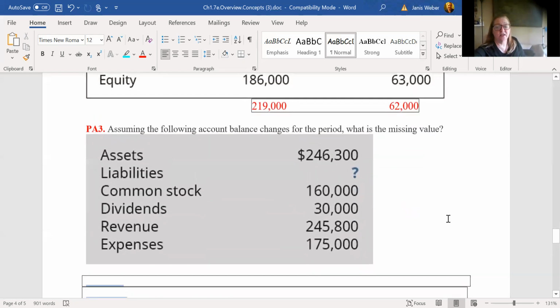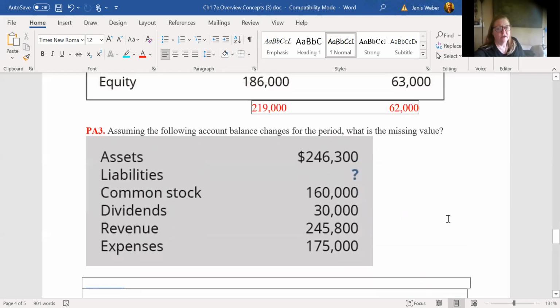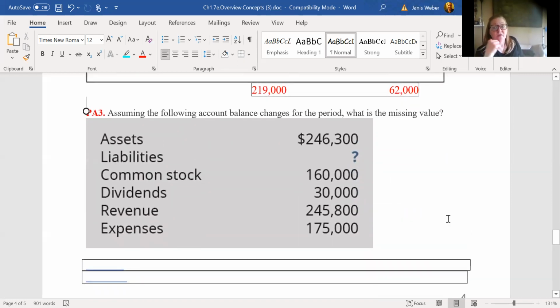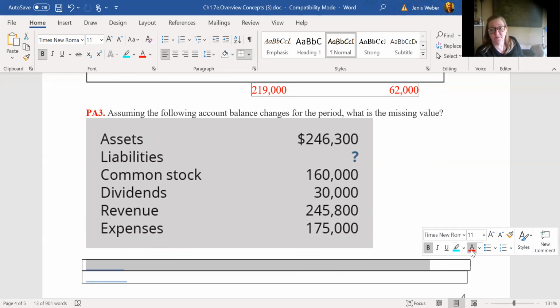This is a little more complicated, but it's not hard. It's the same principle. This one says assets is 246.3. We don't know what the liabilities are, but equity is a combination of this 160 in common stock, dividends of 30, revenue of 245.8, and expenses of 175. So what you're going to do with this one is find out what the equity number is, and that's going to help you have the same problem we've had all this time.